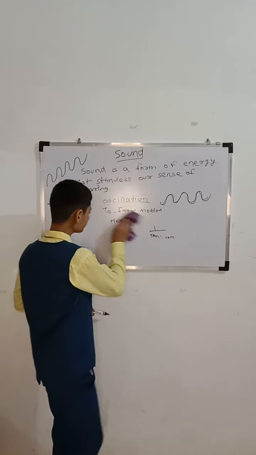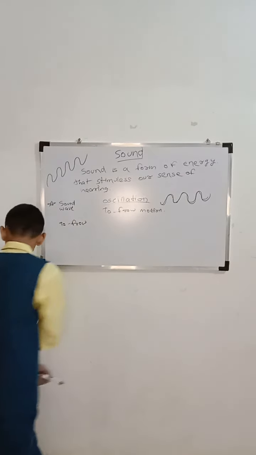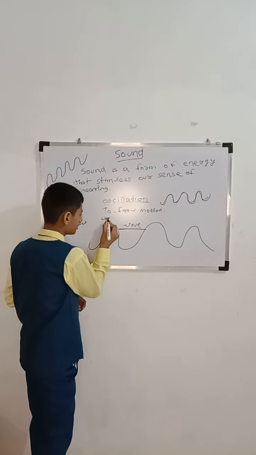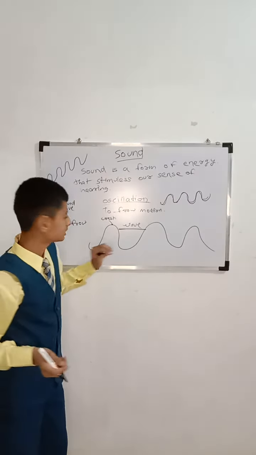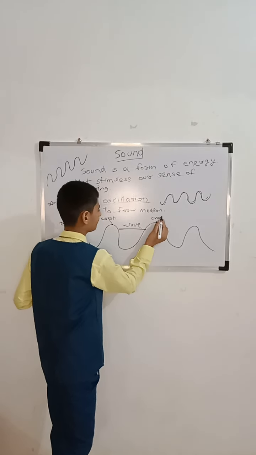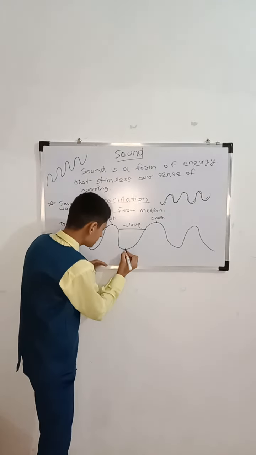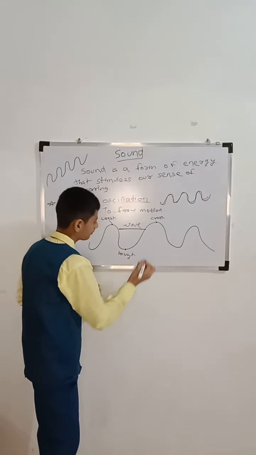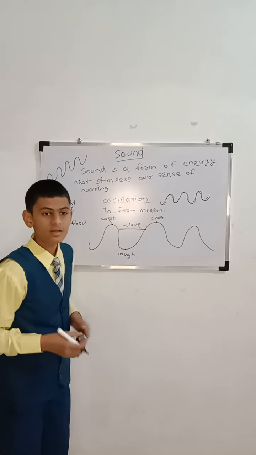So now we will see the parts of a sound wave. Suppose this is a sound wave. I have mentioned before that the distance between them is wavelength. The to and fro motion is oscillation, and the very upper part of a sound wave is called crest. Here also the very upper part is crest. Now the lower part, the bottom part of a sound wave, is called trough. So this is a crest and trough.